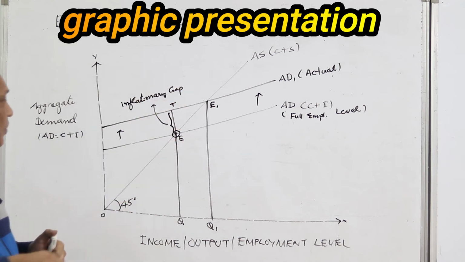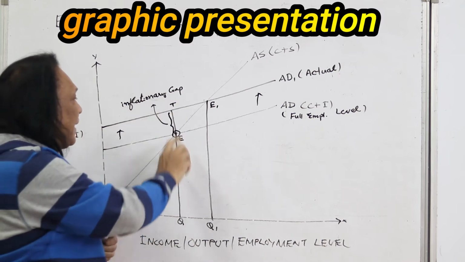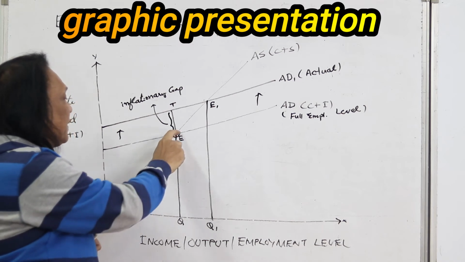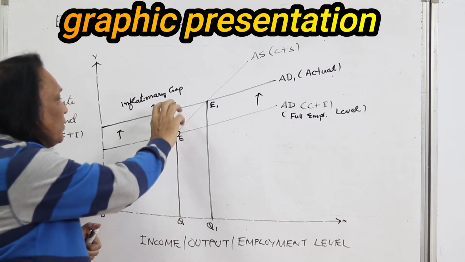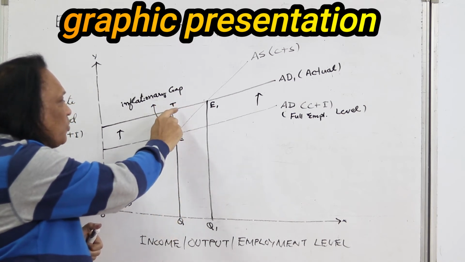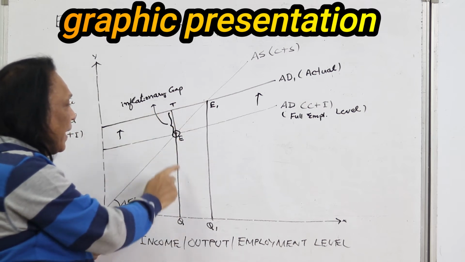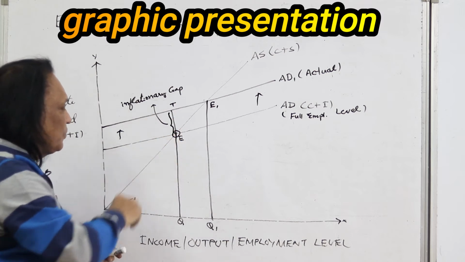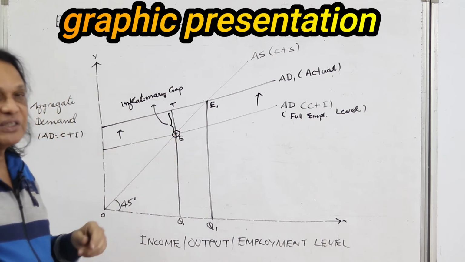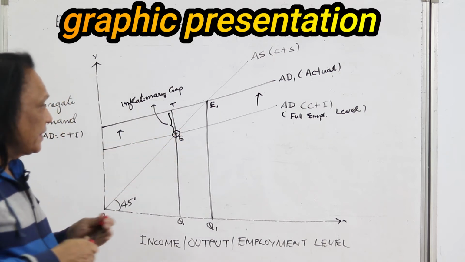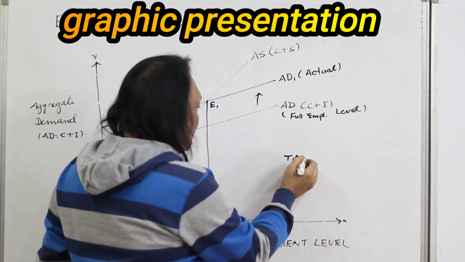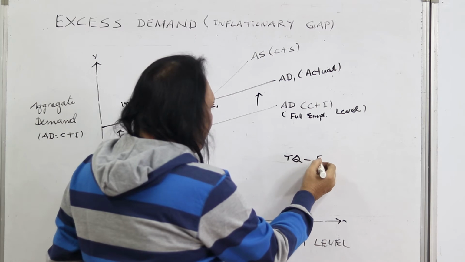And now you see a gap here. Now the actual aggregate demand is TQ and the full employment aggregate demand is EQ. So this gap between actual aggregate demand TQ and the full employment level EQ, that is equal to TE. That's called inflationary gap. So that is actual aggregate demand minus full employment aggregate demand. This we write here, TQ minus EQ.